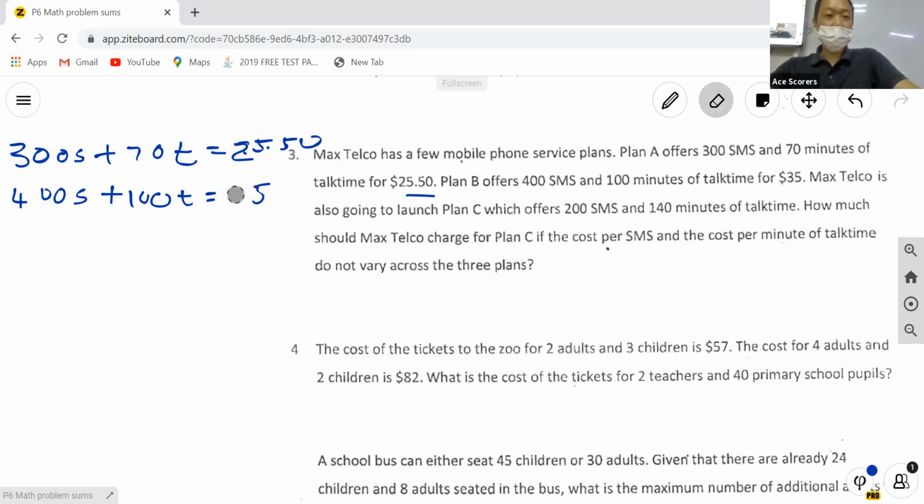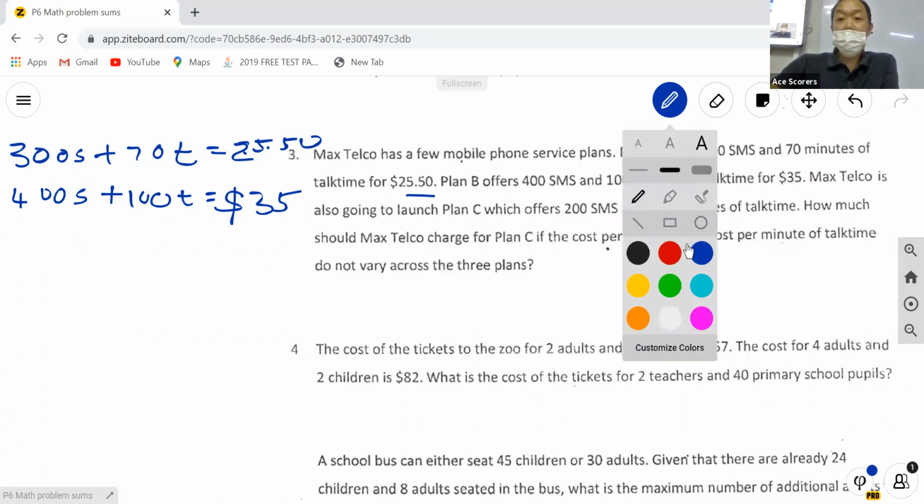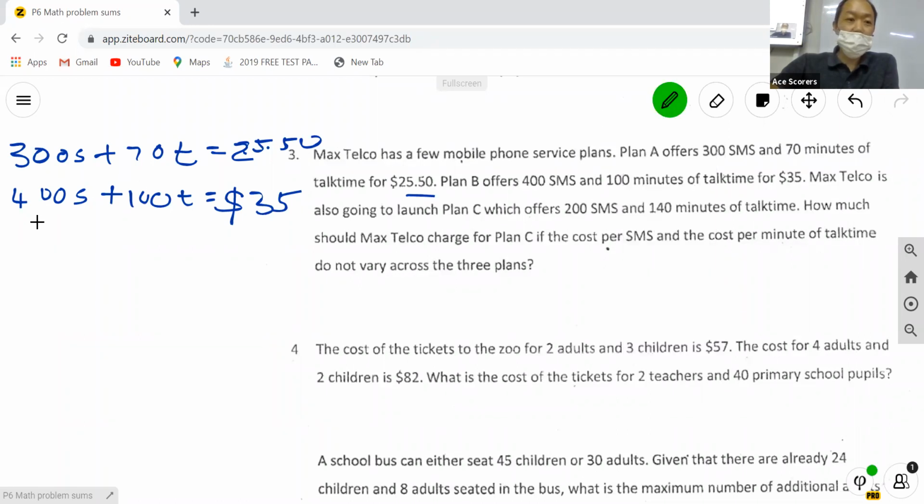Okay, $35. So we want to launch a plan C. What we need to do now is find 1S and 1T. Unless there's a cleverer way to do it. No, there's no clever way. I want to find 1S, 1T. I found T first. So you make S the same, right? So what's the same S?